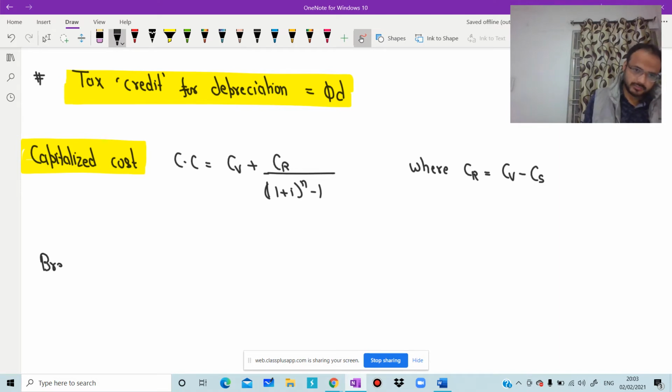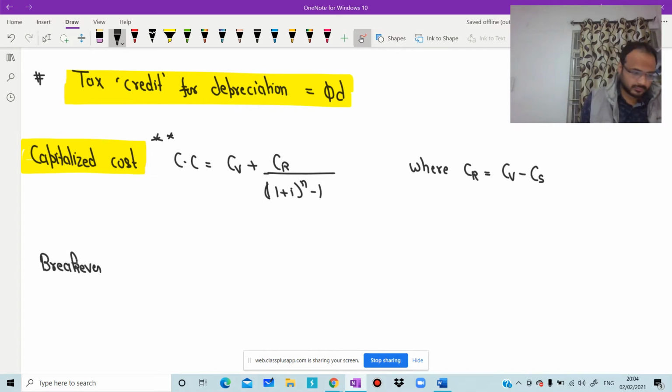Next one is break even point. This formula is very very important. You will get total two types of question from capitalized cost. This is a simple formula. The first type of question is for equally economical: if two projects are equally economical, then their capitalized cost will be same. The second type: suppose you have 3 or 4 projects and ask which one is the best one. Calculate capitalized cost for every project. The project which provides the least capitalized cost will be the best investment.